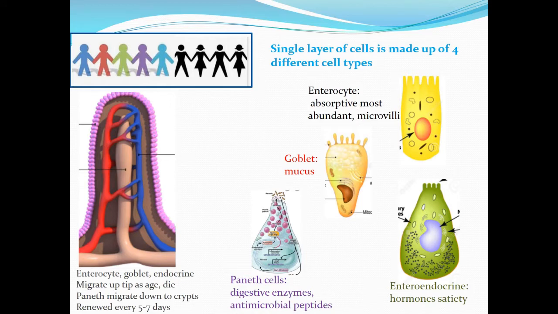And the really interesting thing about the villus is that the enterocytes, the goblet, and the endocrine cells migrate up to the tip as they age. And by the time they get to the tip of the villi, they just die by apoptosis. And the Paneth cells, on the other hand, migrate down towards the crypts. The whole villus is renewed every 5 to 7 days during our lifetime. So the top of the villus could be regarded as the old part, and the crypts could be regarded as the young villi.